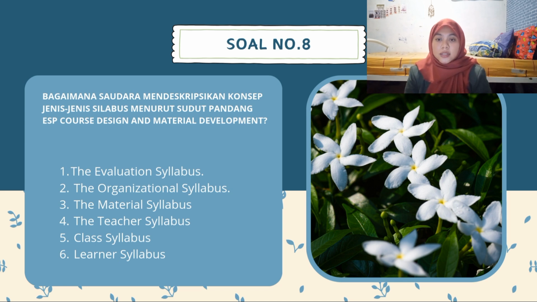Number 2, the organizational syllabus. The syllabus states the order in which things are to be learned. It is more familiar in the form of the contents page of a textbook. The organizational syllabus differs from the evaluation syllabus in that it carries assumptions about the nature of learning as well as language science in organizing the items in the syllabus.